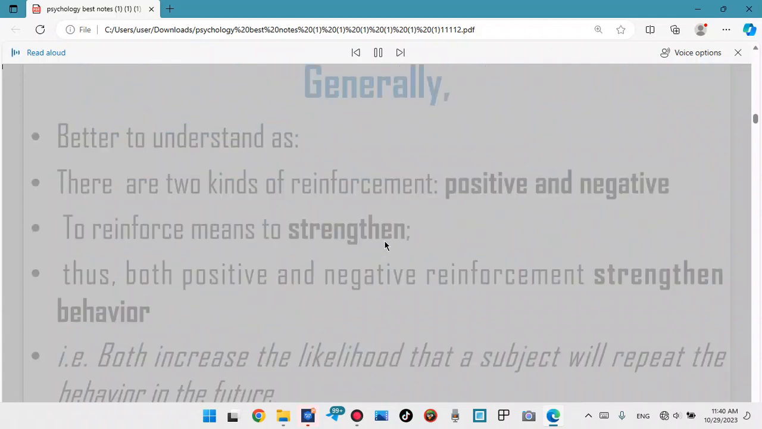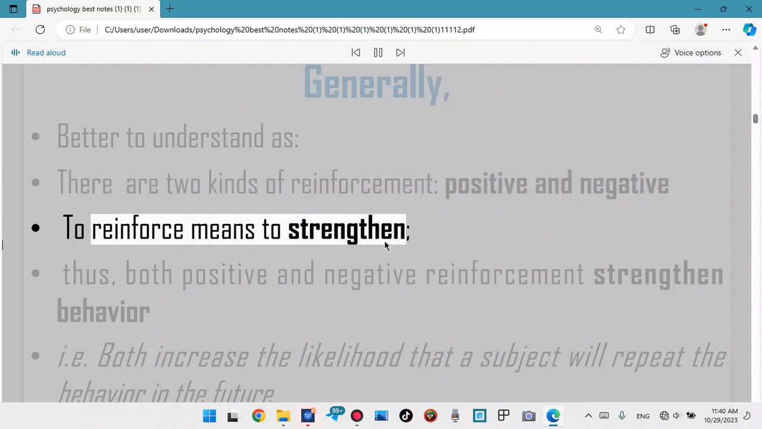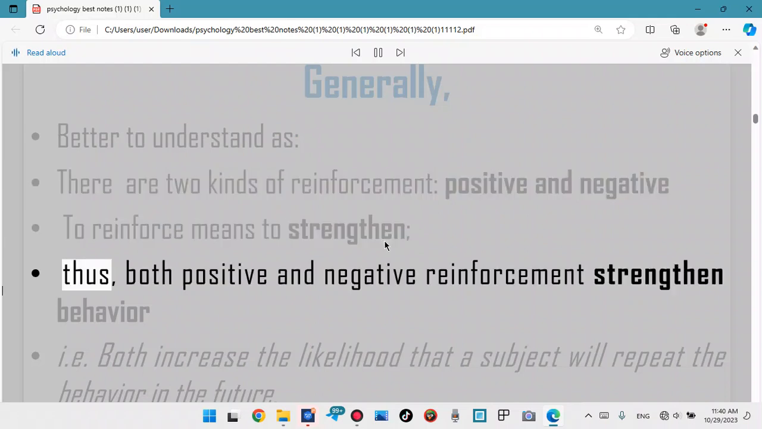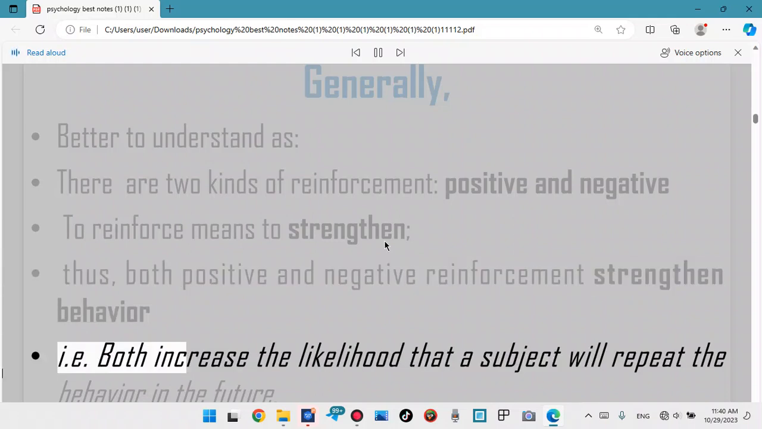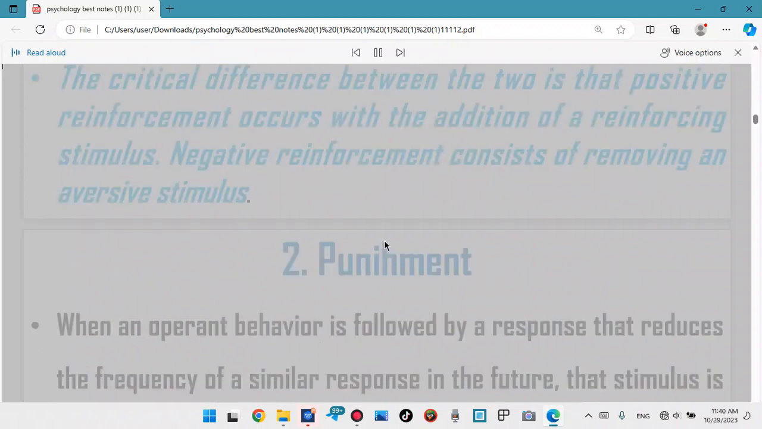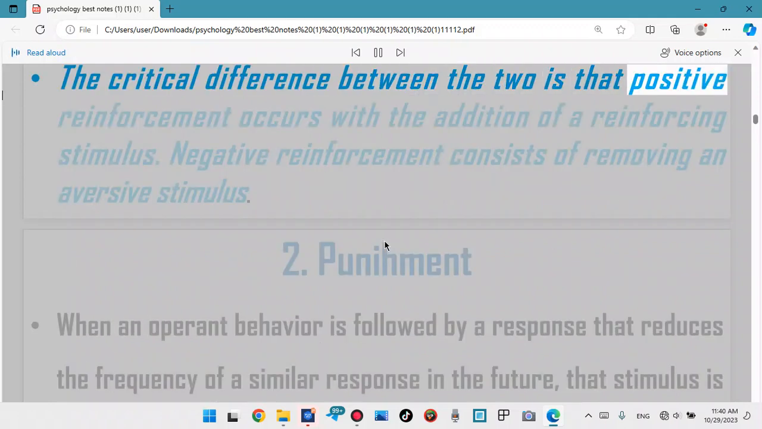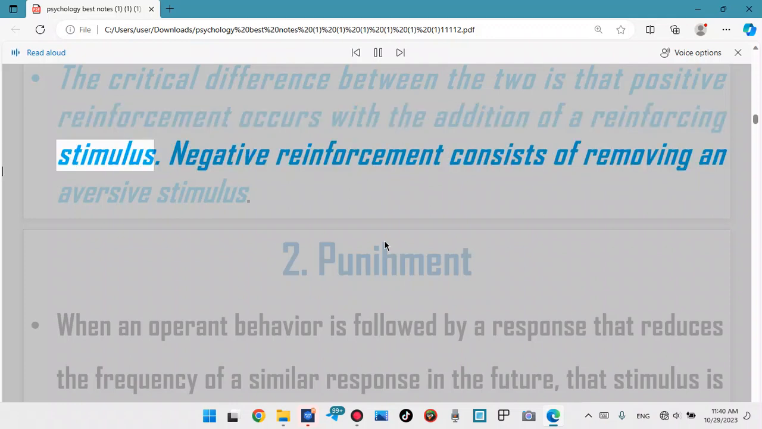Generally, it is better to understand it as: there are two kinds of reinforcement, positive and negative. To reinforce means to strengthen; thus, both positive and negative reinforcement strengthen behavior, that is, both increase the likelihood that a subject will repeat the behavior in the future. The critical difference between the two is that positive reinforcement occurs with the addition of a reinforcing stimulus.